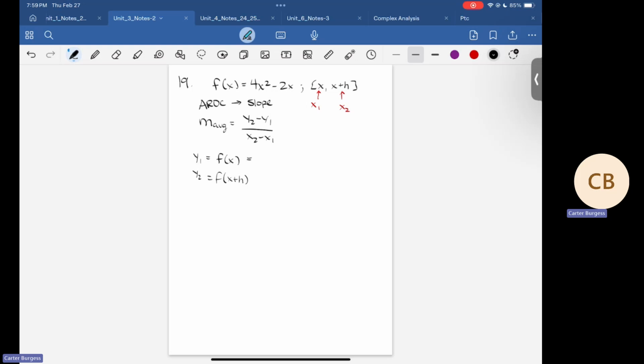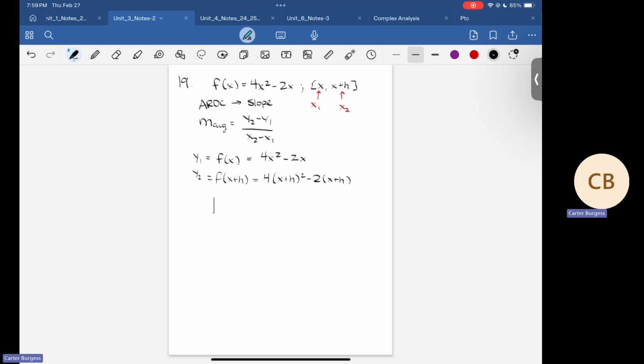In this case, plugging x in for f(x) does nothing. 4x² - 2x is perfectly good. Plugging x + h does do a little bit of something. This is 4 times (x + h)² minus 2 times (x + h). Now, normally, I'd be fine not simplifying this. Ultimately, though, because this is multiple choice, it's actually going to be beneficial for us to simplify this.